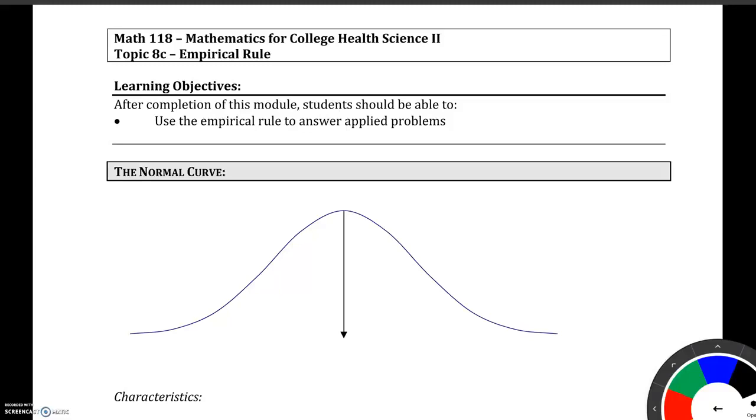Today's lesson is on the empirical rule. It's going to take what we learned about the standard normal distribution and start looking at how we can generalize it to normal distributions.